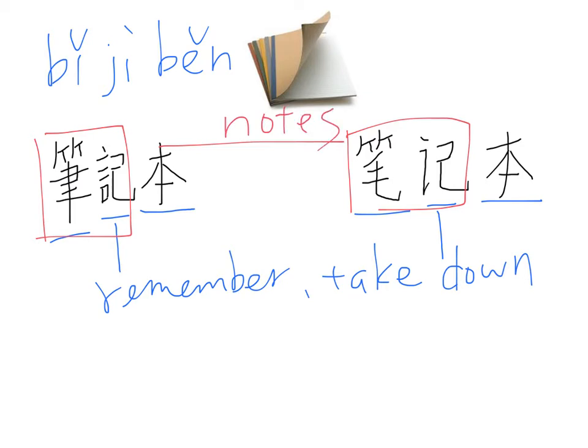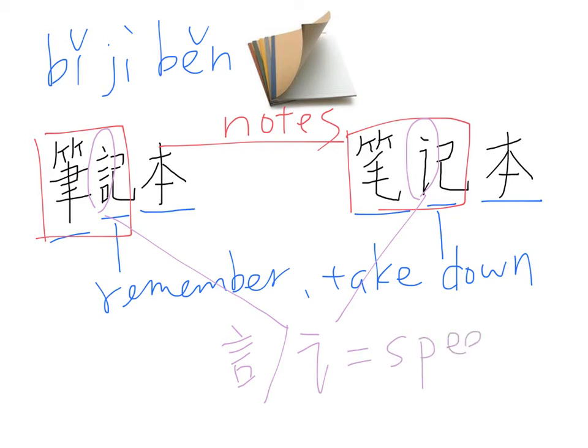The left side of the character Ji, you probably see something very familiar. Again, what is this? 是的,是 speech. Or this way, speech. Or language. So you're taking something down, you're taking notes using language. 笔记本, 笔记, notes. 笔记本 is the book that you write your notes on.